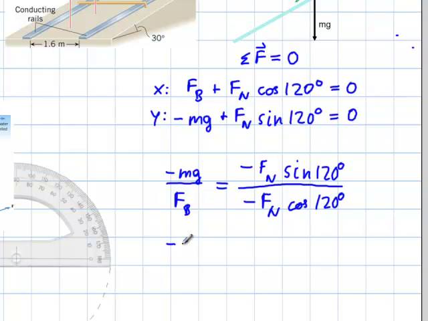So minus mg divided by the electric current, I, times the length of the rod times the magnetic field times the sine of the angle between the current, which goes into the paper, and the magnetic field, which goes up. Therefore, the angle between those two is 90 degrees, and the sine of 90 degrees is 1. On the right hand side, minus Fn divides out, and sine over cosine is tangent, so I have tangent of 120 degrees.